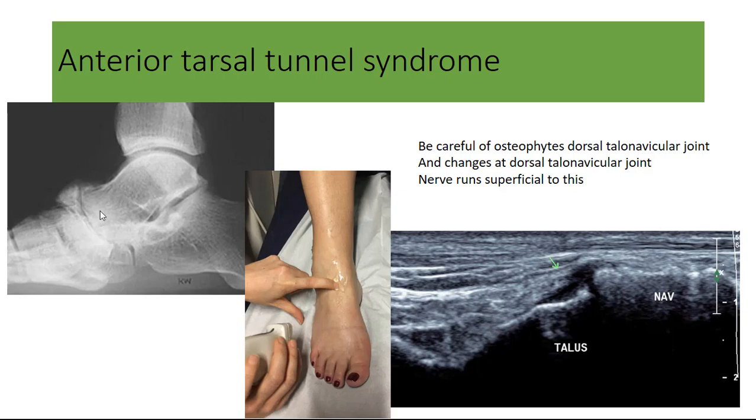So we have to be careful of any osteophytic changes that are happening. So here's our dorsal talonavicular ligament, and that's the nerve that runs straight over the top. When we get thickening and irregularity of this joint and the inferior extensor retinaculum sitting over the top, this nerve can get entrapped right in this region. So we need to be very aware of that.